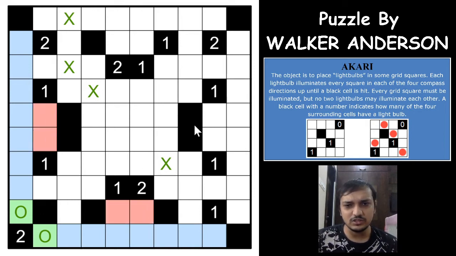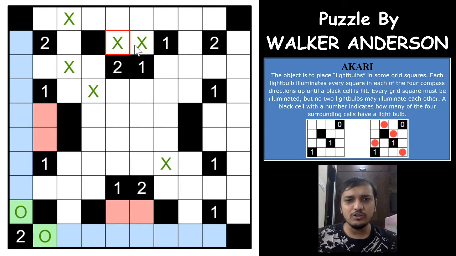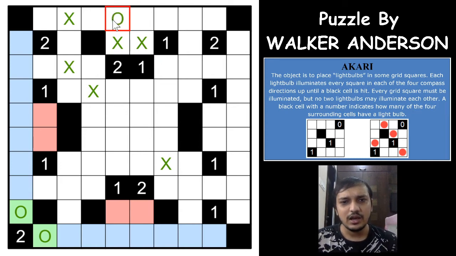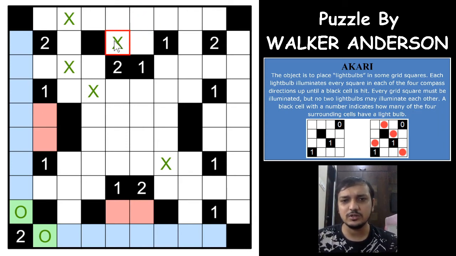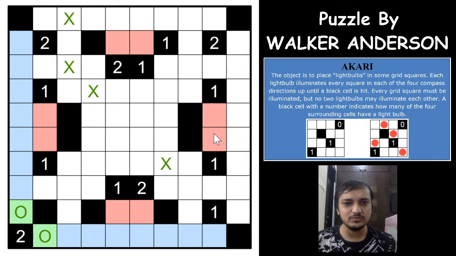Same here, one of these two cells has to be a light bulb. We are not sure about these two cells, right? But I would still say that one of these two cells has to be a light bulb. Why is that the case? Because let us assume that both of these are not light bulbs, right? How would you illuminate both of these cells? You will illuminate this cell by having a light bulb here, and then you will have to illuminate this cell as well by having a light bulb here, which is again not possible because both of these light bulbs are seeing each other, which means that one of these cells has to be a light bulb and again one of these cells has to be a light bulb, right?